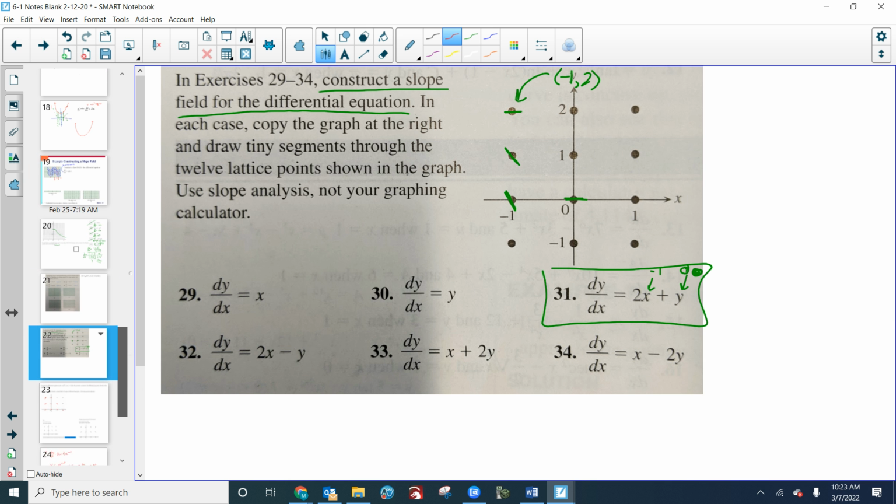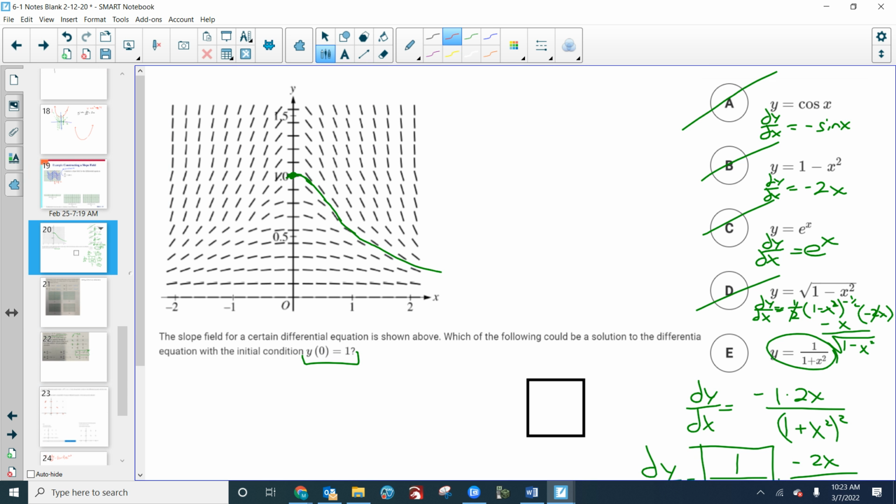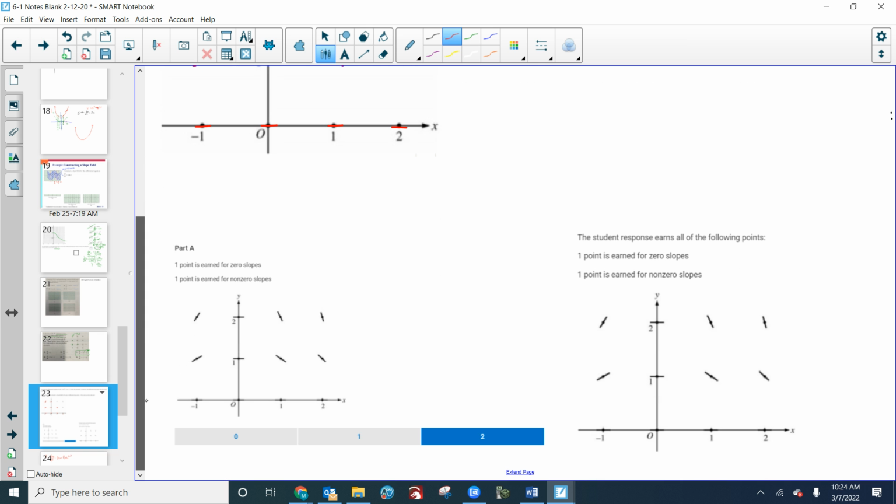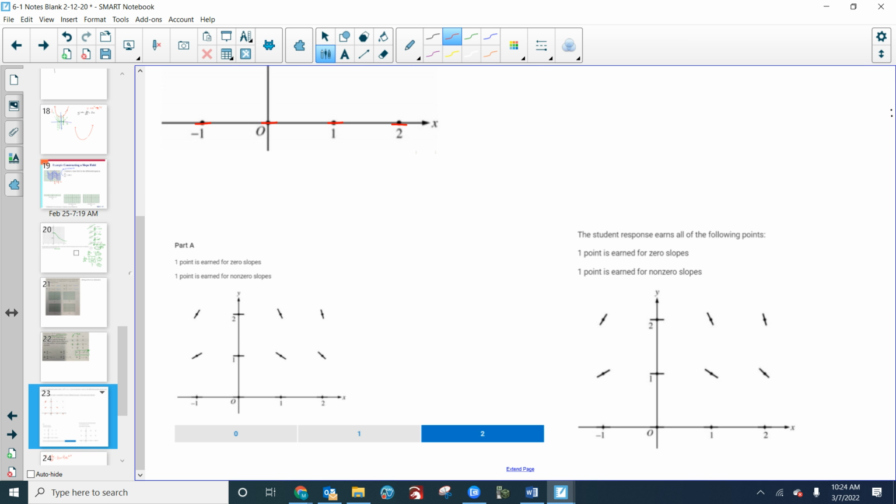So I think that wraps up 6-1. I didn't really have much more to discuss, other than I wanted you guys to see a slope field in the AP context. And here, just to show you the scoring rubric, 1 point is earned for 0 slopes. 1 point is earned for non-zero slopes. Okay, awesome. Easy.